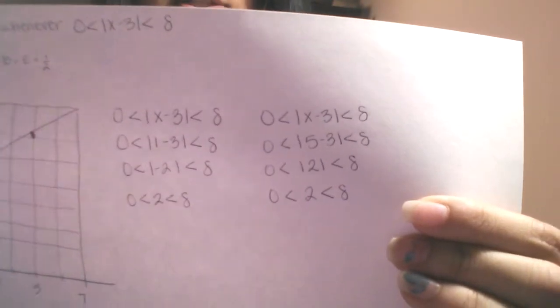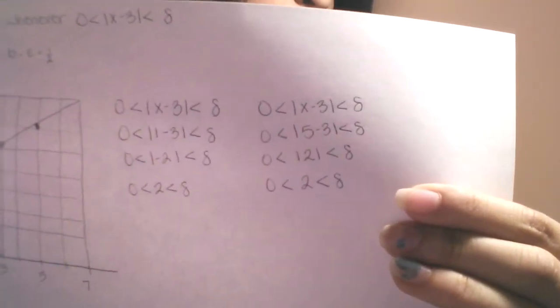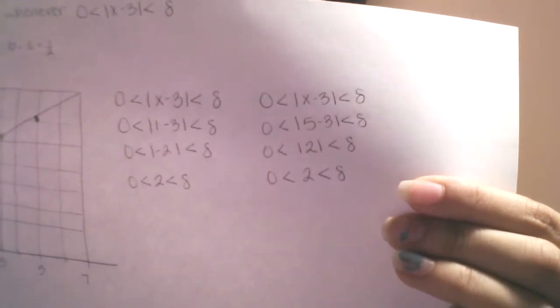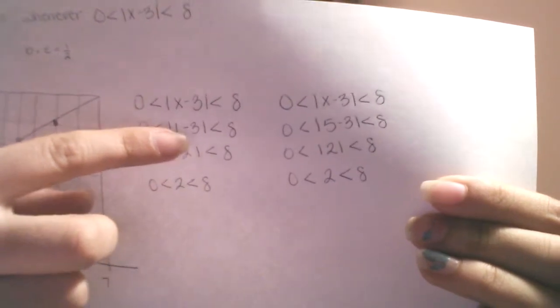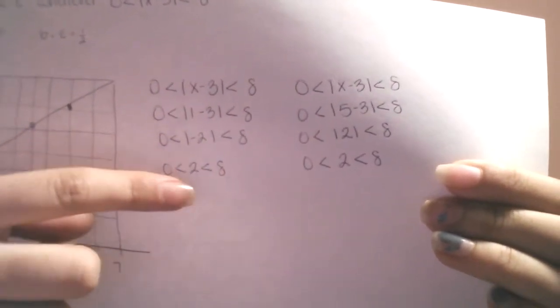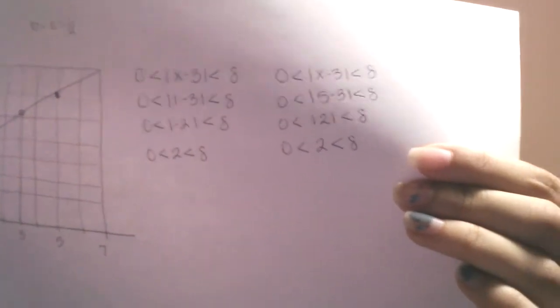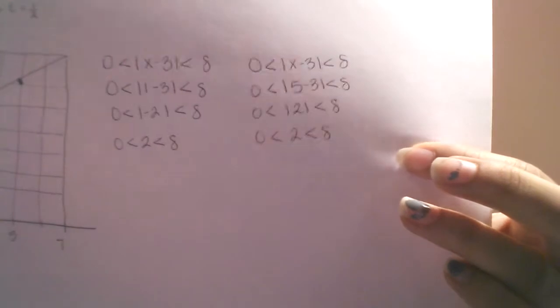And since you had two values for epsilon, you'll also do the same thing when you get a value of 1. So 1 minus 3, right here, 1 minus 3 is negative 2. The absolute value of negative 2 is 2. So delta in both cases is equal to 2, or any smaller positive value.